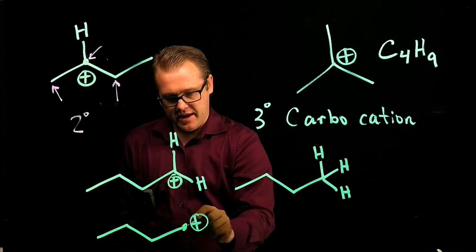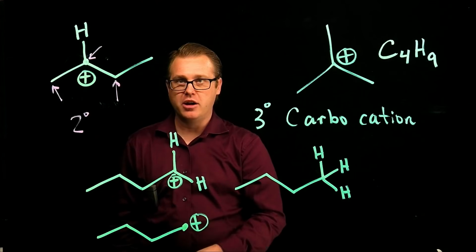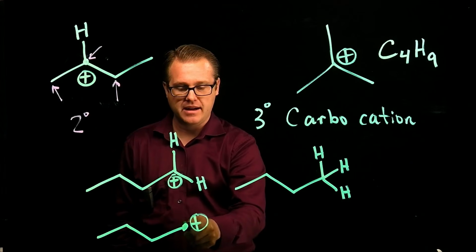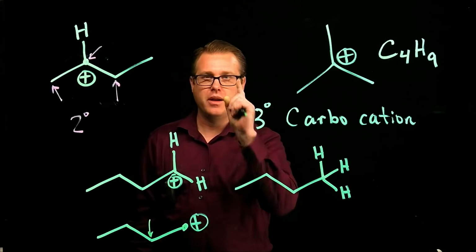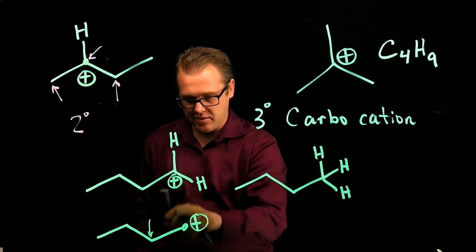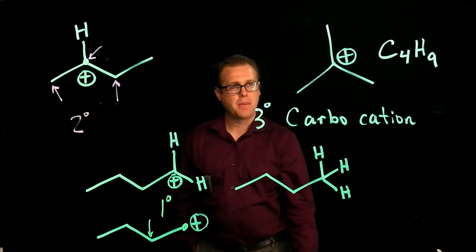Now we see that there's this central carbon here. That's what the positive charge is attached to. How many carbon atoms are directly attached to that guy right there? It's just that guy, only 1. So that makes this right here a primary carbocation.